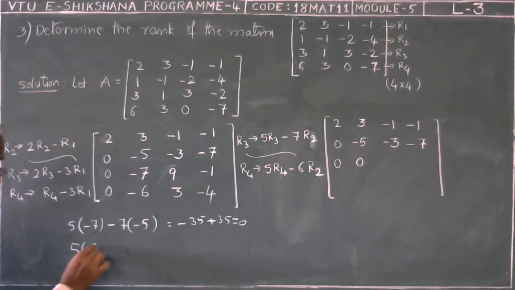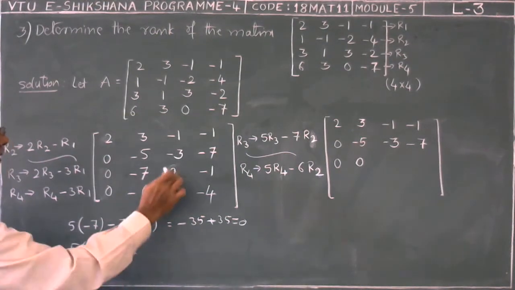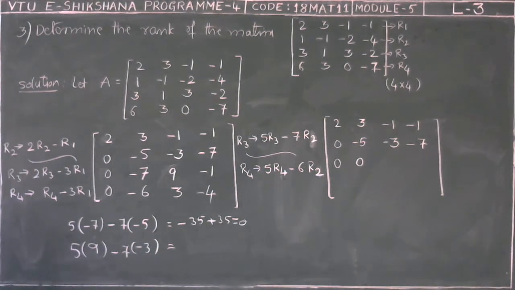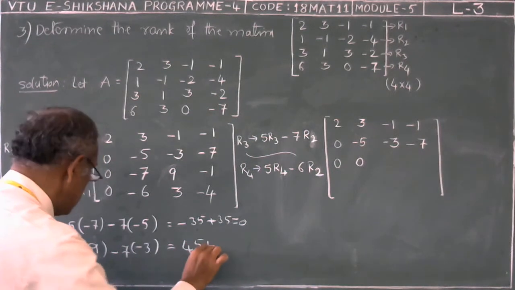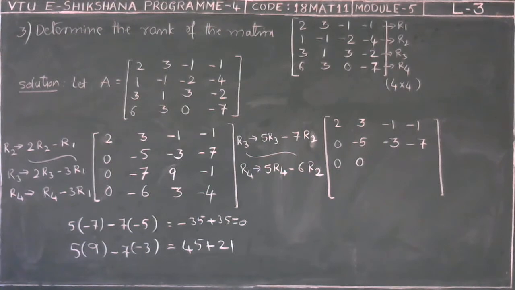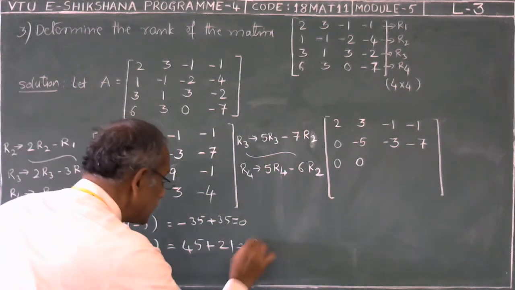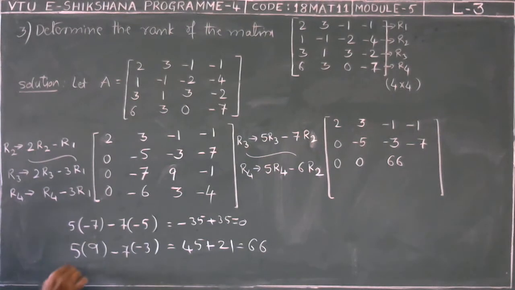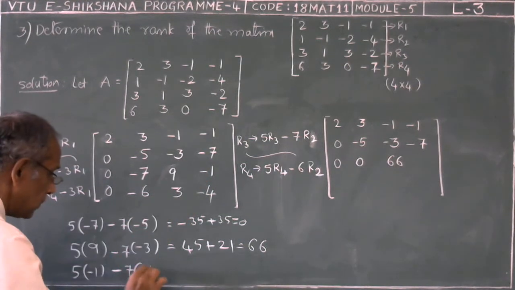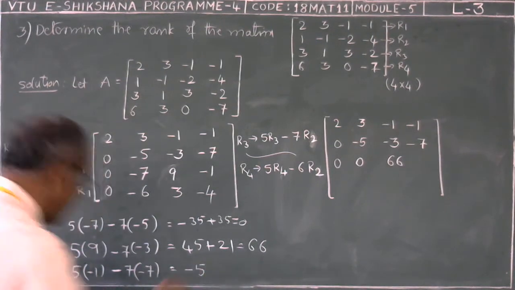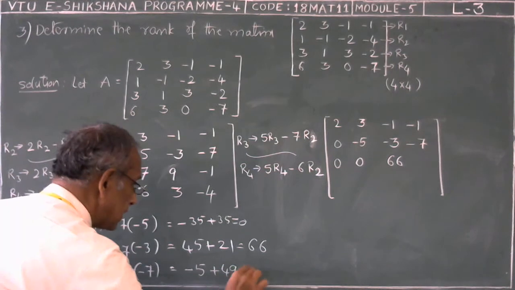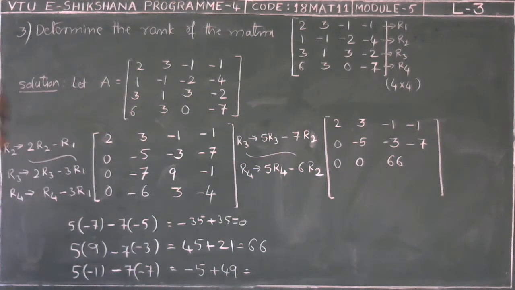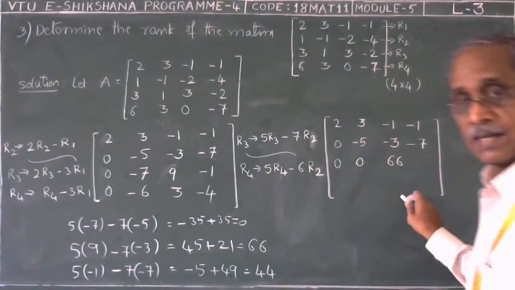So 5 times 9 minus 7 times minus 3. 45 plus 21, 66. So this element is 66. Similarly, 5 times minus 1 minus 7 times minus 7. So this is minus 5 plus 49. So this is equal to 44. Remove 5 from 49, 44. So this element is 44.